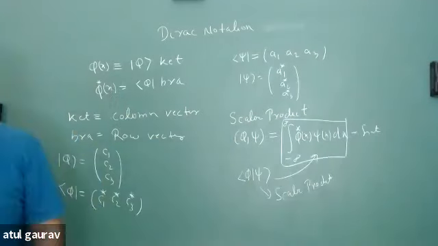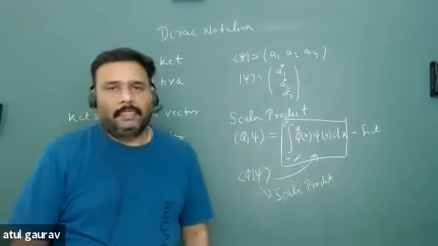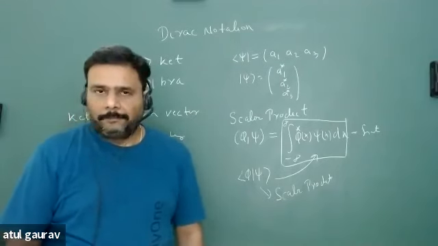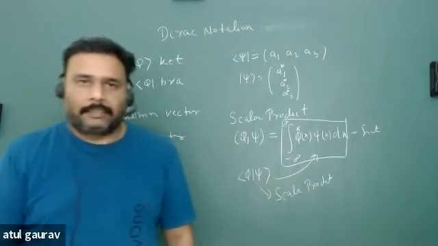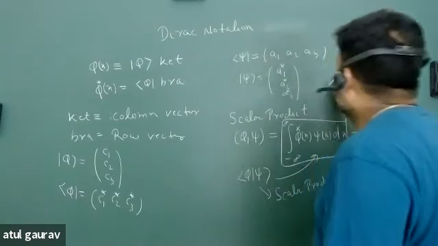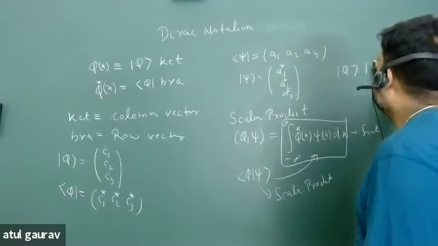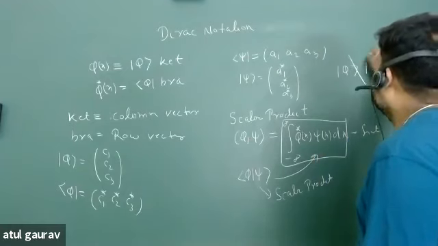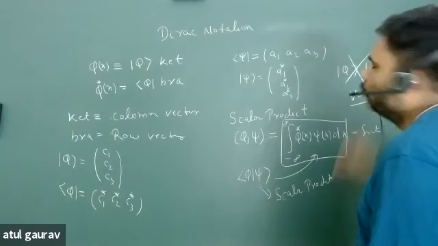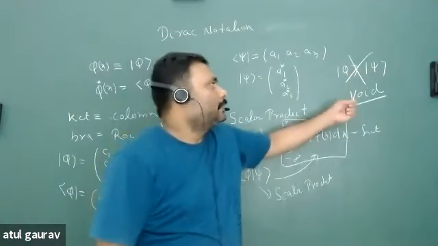So it's a very interesting notation that you can use in quantum mechanics. But there are some limitations. What are the limitations? You cannot write phi ket, psi ket. This is void. Void means they are not accepted. So you cannot write phi ket, psi ket.